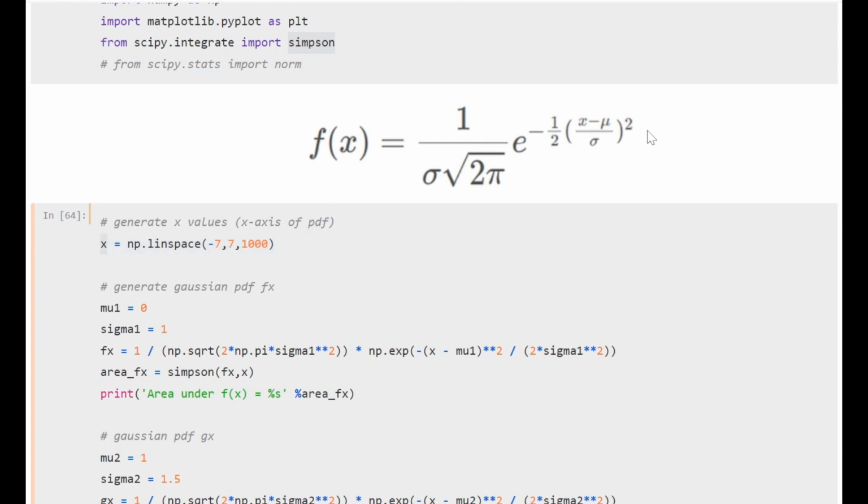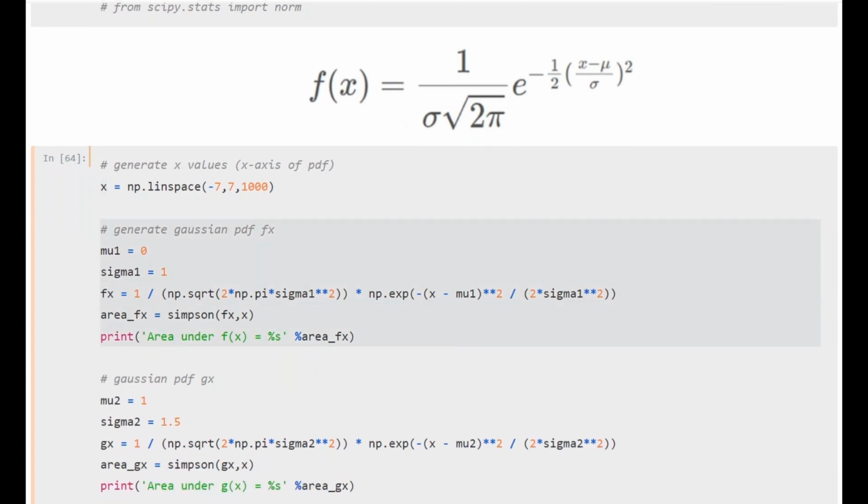Then I'm going to insert this x in this formula, as you can see here, and also specify the values of mu and sigma, and then calculate all the values for fx. So here is the code for that. In this, mu1 is 0, that is, the mean is 0. Standard deviation is 1, and I have just used this equation given above and coded it in Python. Then, just to be sure that my PDF has an area of 1, which is the typical definition of a PDF, I'm going to take this fx function and integrate it over x using this function called Simpson, and hopefully my area under the curve should be 1.